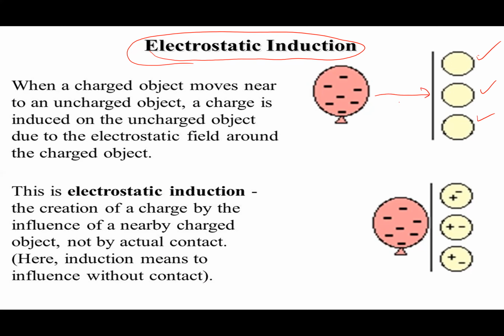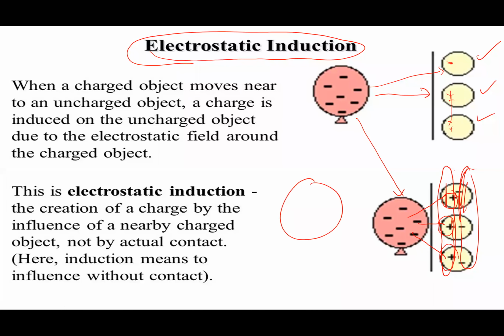If you bring a negative charge close to this one, which has positive and negative charges, this will repel the negative charges, and the positive charges will feel a force of attraction. So positive charge will come to this end, and negative charges will be created at the other end. So at one end there will be positive charges, and at the other end there will be negative charges.